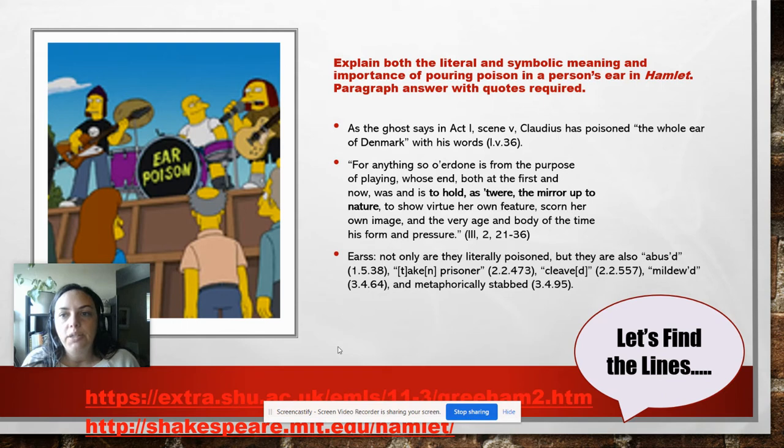The ghost gives us a good quotation about poisoning that is not literal. The ghost also explains how he was actually poisoned. So we'll look at that scene in a moment. That's Act 1, Scene 5. The second bullet point is Hamlet telling the actors who are going to pretend to poison a pretend king in a play to hold, as 'twere, a mirror up to nature. So make it seem like something that really happened, and we need an explanation there.